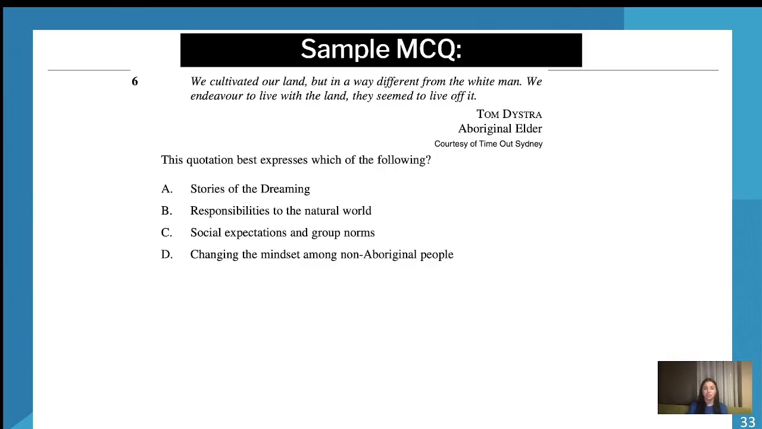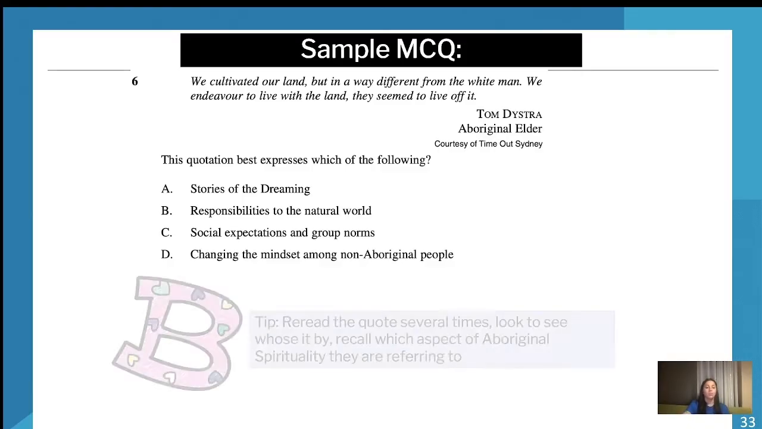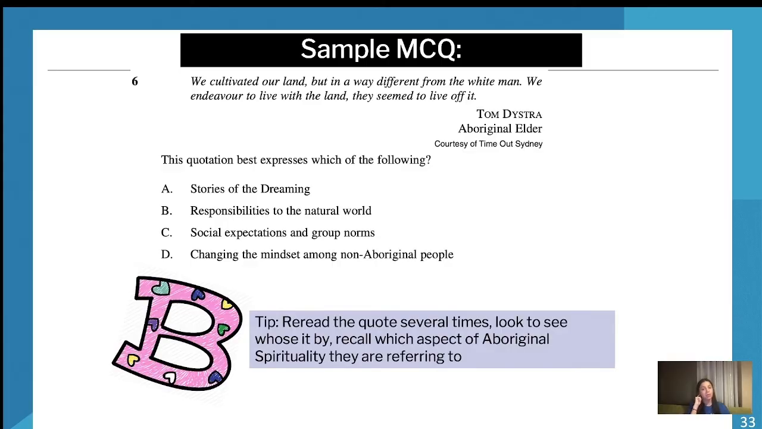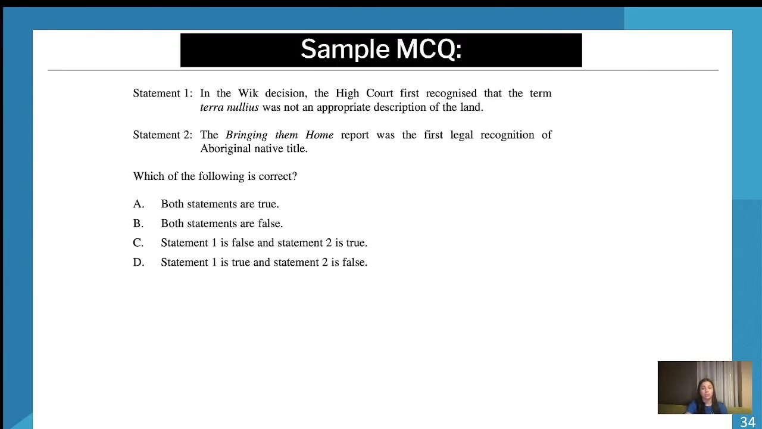I'll give you guys a second to read it. I really recommend reading over it again. And remember, we endeavour to live with the land. They seem to live off of it. So have a little think, and hopefully you got B. Rereading the quote can really show that "cultivated our land" and "endeavour to live with the land" really shows the natural world and the responsibility to that. And you can recall that they're linking back and referring to that point of Aboriginal spirituality.